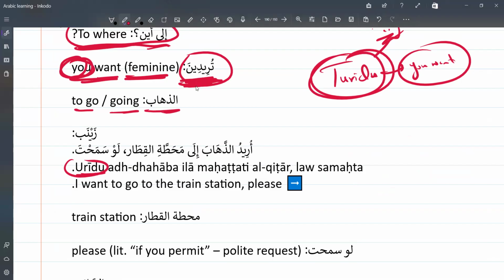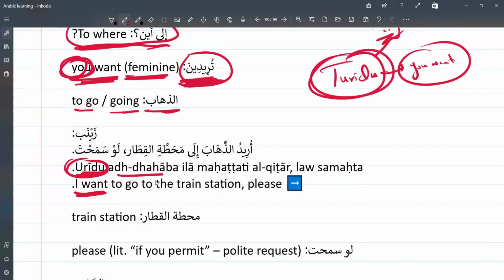So they both are basically different variants of the same root verb. Turidina means you want, for feminine, and Uridu is used for first person, meaning I want. Uridu is a very commonly used word. Uridu means I want. So Zainab says, Uridu الذهاب إلى محطة القطار.